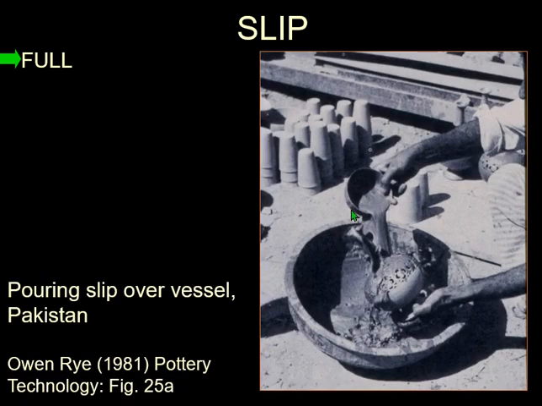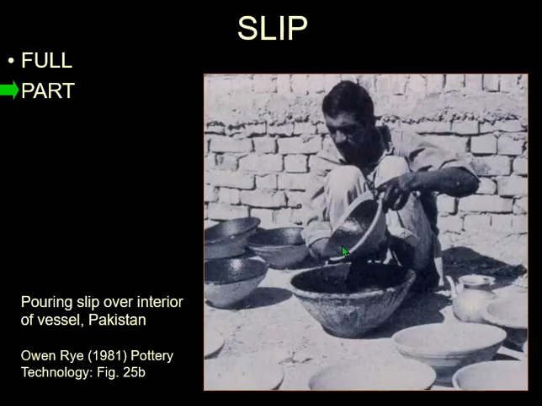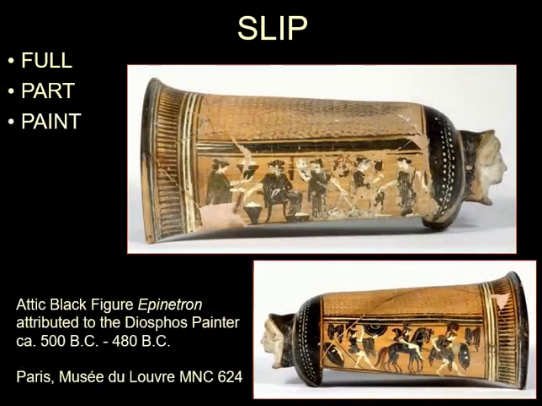Here you can see this chap got a pot and he's pouring it over the vessel to create a full slip. You can also have a partial slip, which is probably what this lady is doing. You see she's wiping slip over specific parts of the pot. Here, see this chap is putting slip on the inside. He's swooshing around again and pouring it out. So here you can see some of these pots he's done, he's not slipping the outside, he's just slipping the inside. So that would be a partial slip or part slip.